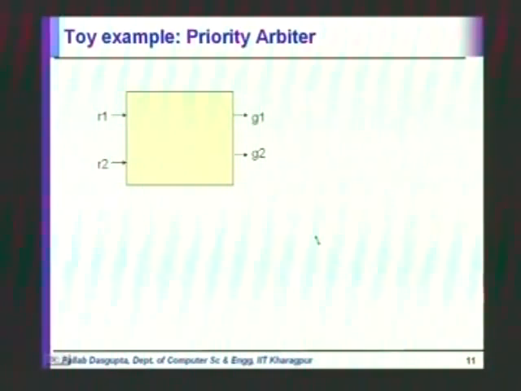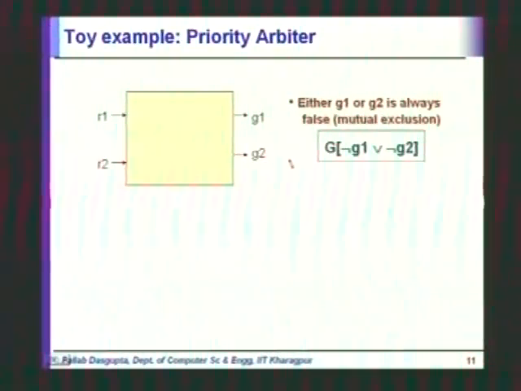Let's give a quick example of what formal properties and formal verification means. So suppose we have a priority arbiter. We have an arbiter which has 2 requests and the corresponding grants. Okay, and the arbiter has to decide which request will be granted at which point of time. So let's see the first property. This property says that either G1 or G2 is always false, in the sense that an arbiter is not expected to give grants to 2 of the outputs at the same time. Okay, that's a generic property of arbiters.